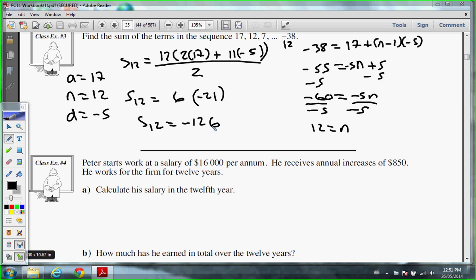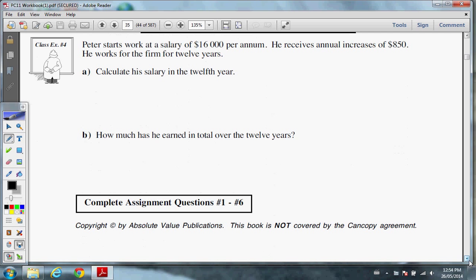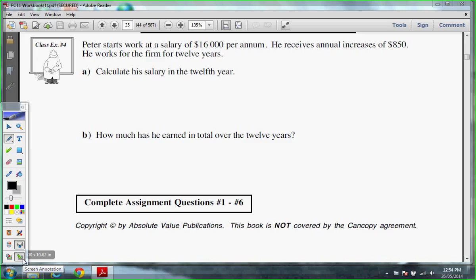All right, 4. Peter starts work at a salary of $16,000 per annum. He receives increases of 850. He works at a firm for 12 years. So it wants us to calculate T12. Understand the difference. This wants T12. This one wants how much money he makes in 12 years, so that would be S12. This one wants to know how much he made on the 12th year. This one wants to know how much he makes in 12 years.